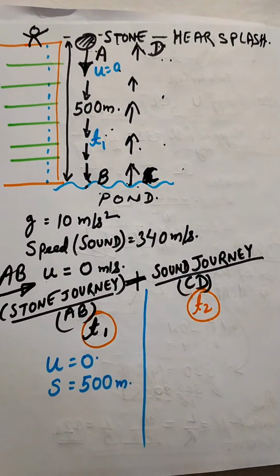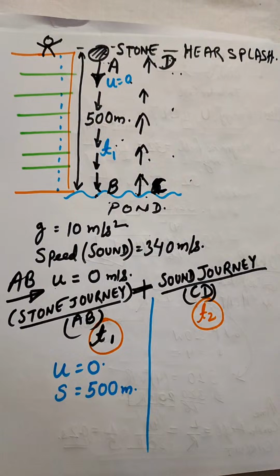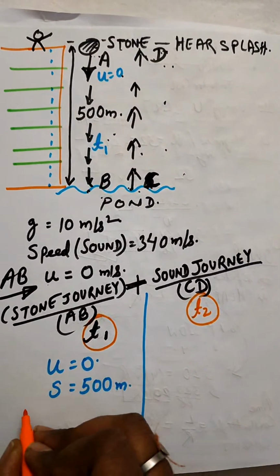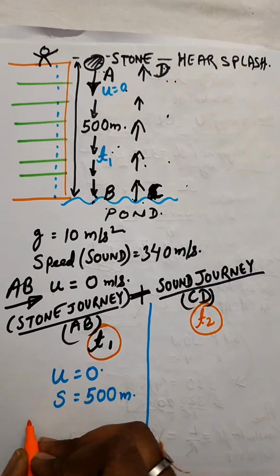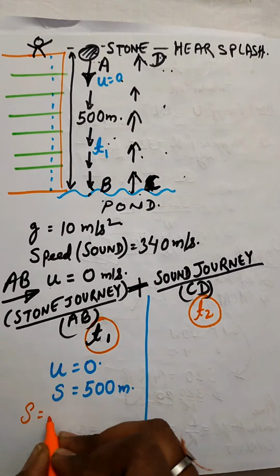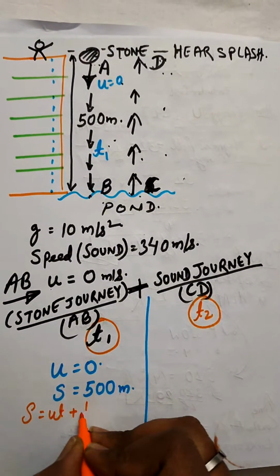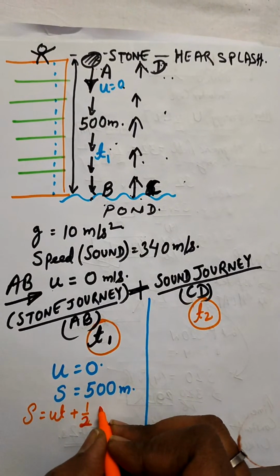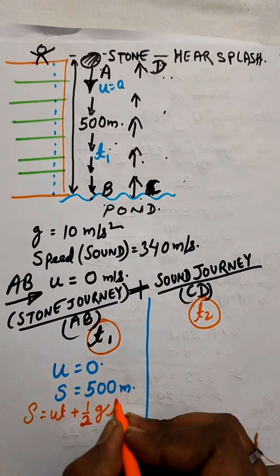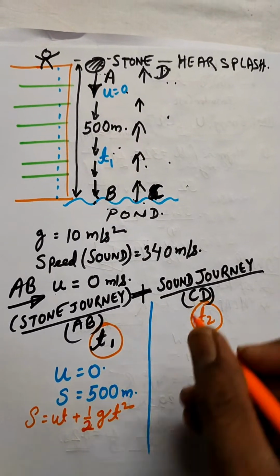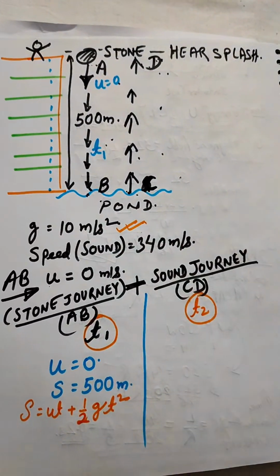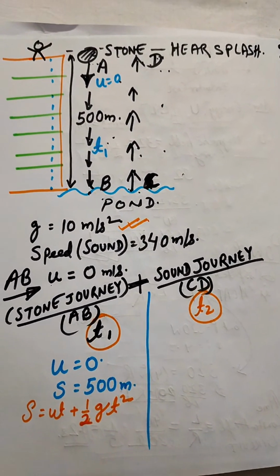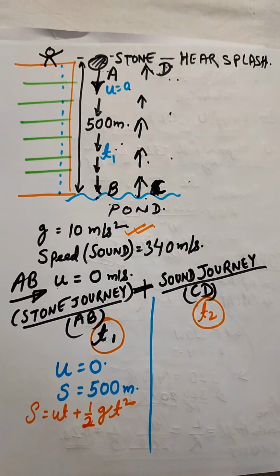So simply putting up the values, S equal to ut plus half at square. Why we have taken this? I will explain it. S equal to ut plus half at square, but a is g over here, so we will put g. What is g? G is the acceleration due to gravity. This is 10 meter per second square. This is given to you, right? Perfect.